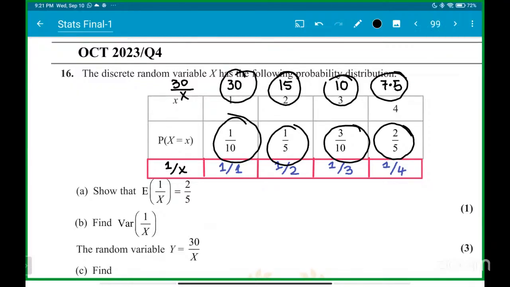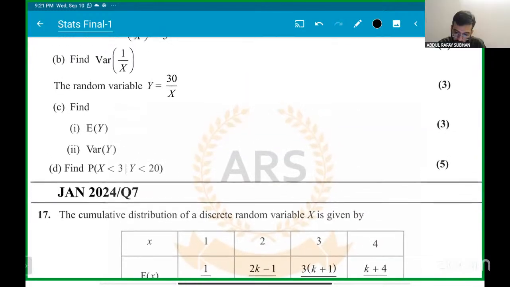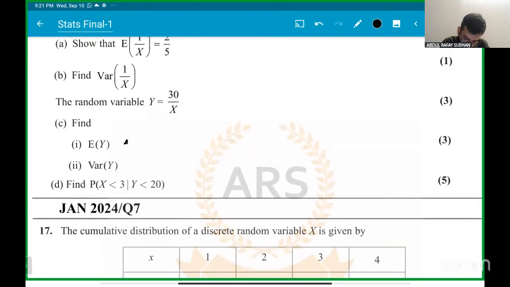Understanding? But that is time consuming because you see it's only worth 3 marks, which means this is 1 mark and this is 2 marks. You need to save time in the exam. It's a very good thinking process here.